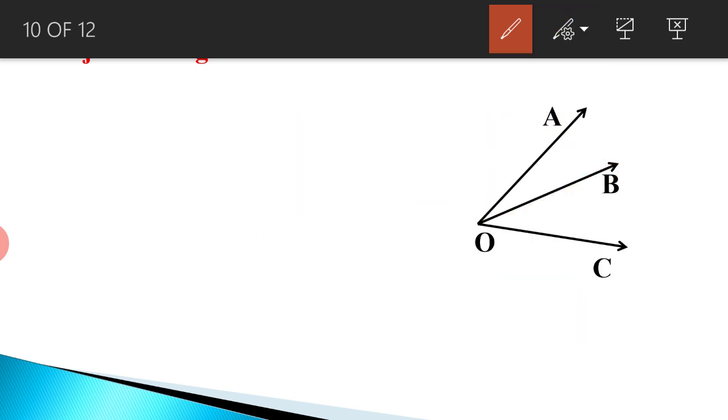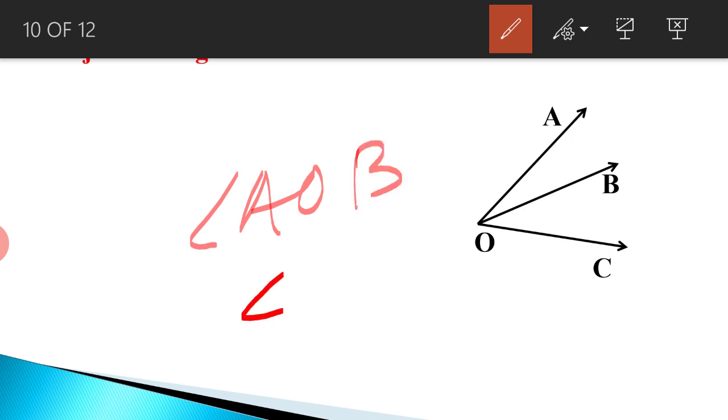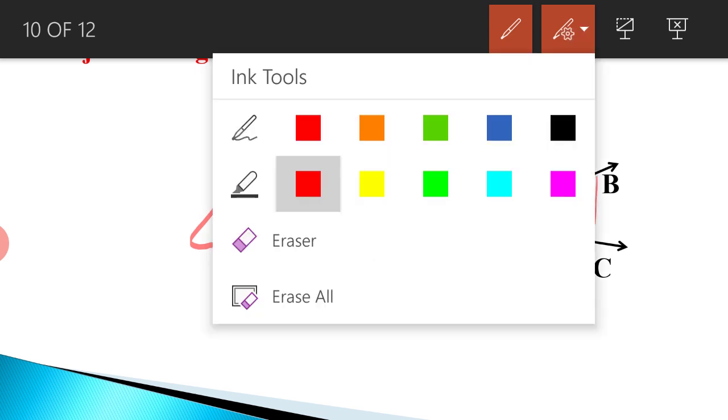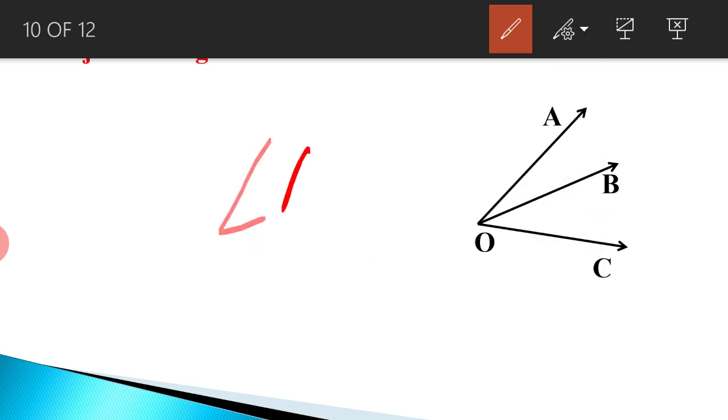So here, which angles are adjacent angles? We say angle AOB and angle BOC. They are adjacent angles. Which one? This one and the lower one. What about angle AOC and angle AOB?